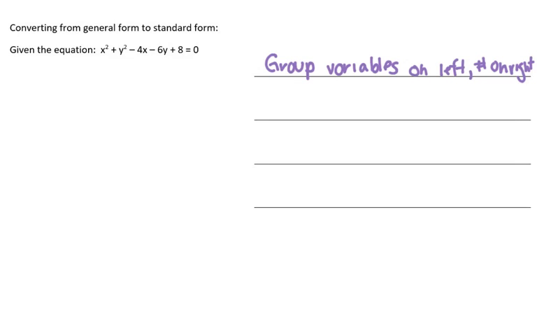So what that kind of looks like is I'm going to take all of my x squareds and put them together. So I'm going to have x squared minus 4x plus y squared minus 6y is equal to negative 8. And so what I've done here is I've just taken this 8, brought it to my right hand side, put my numbers on my right, and I've put my y's together and my x's together.